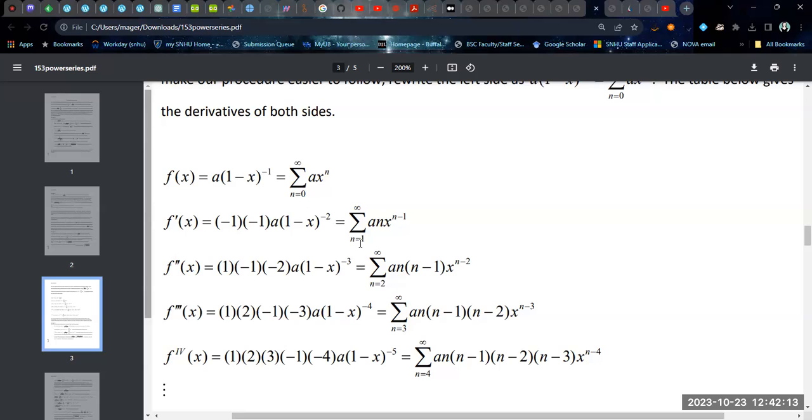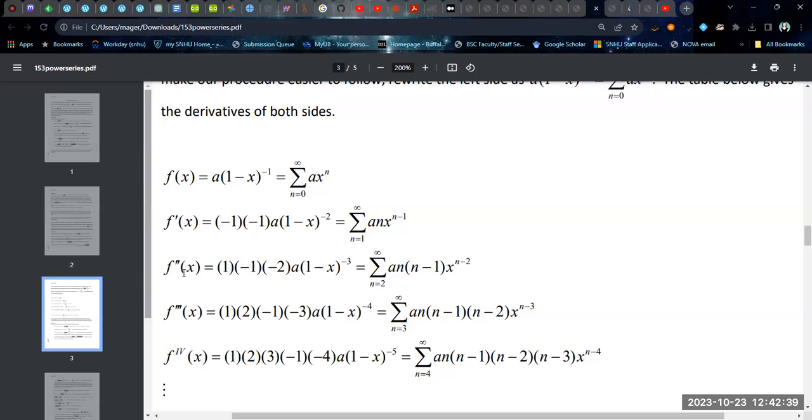Now, one thing to keep in mind when you're doing these derivatives, when n is 0, this entire term is a constant because it's a times 1. And so every time you take a derivative, you're going to lose a term in your sum. So if it started at 0 before, it's going to start at 1 the next time. And each time you take a derivative, this is going to keep happening.